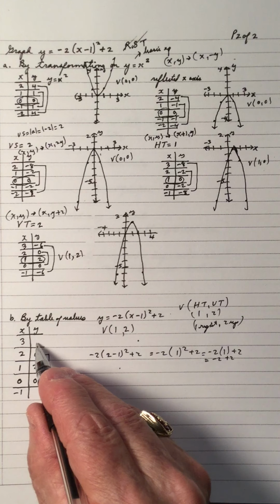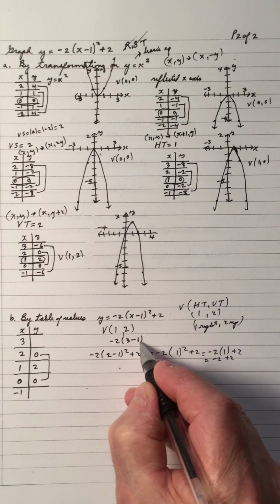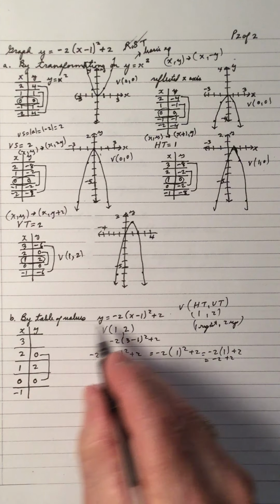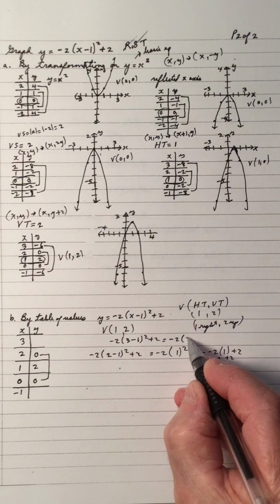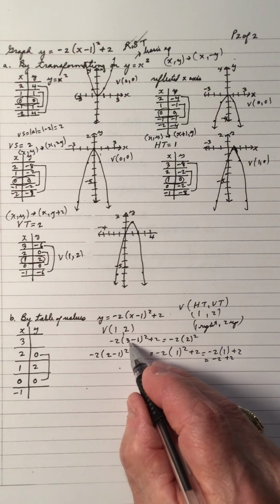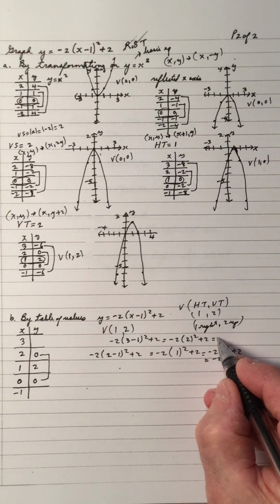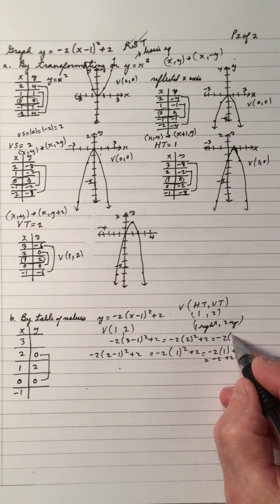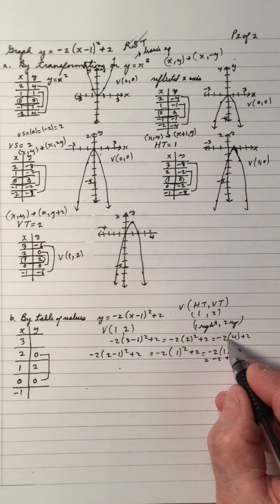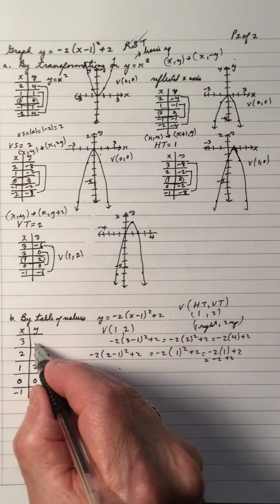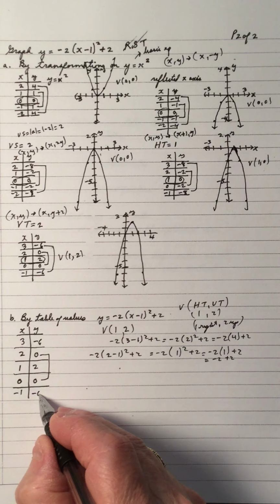Now I'm going to put a 3 in. -2 bracket 3 minus 1 squared plus 2. So I'm putting a 3 in the place of x. I do my bracket first by PEMDAS. So 3 minus 1 is 2. Then I'm going to square by PEMDAS. I get a 4. And then I've got to multiply to give me -8, plus 2 is -6. So we've got -6 there, and a -6 there.